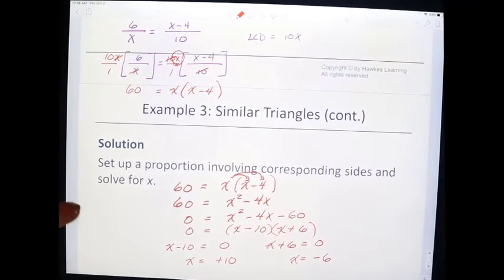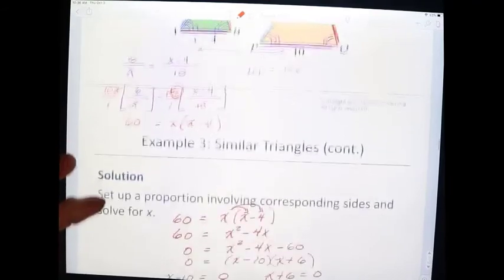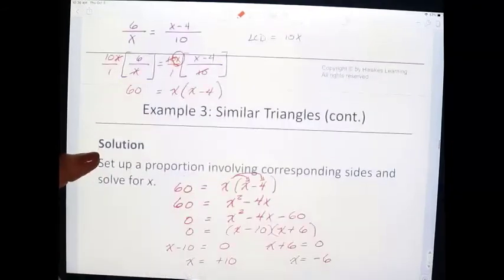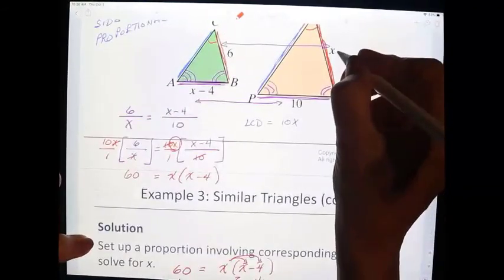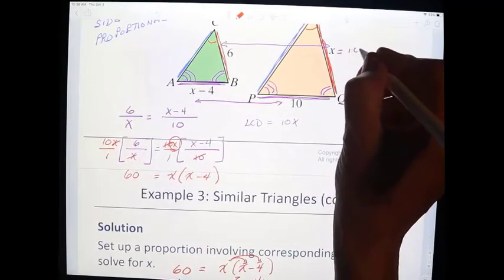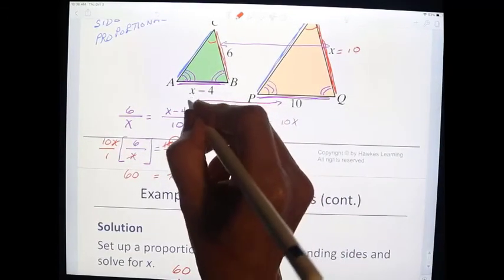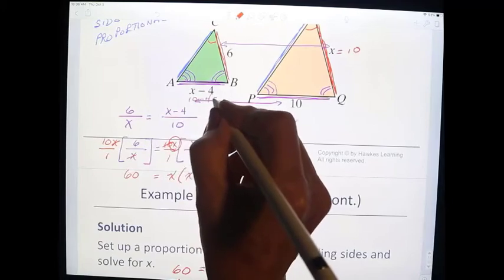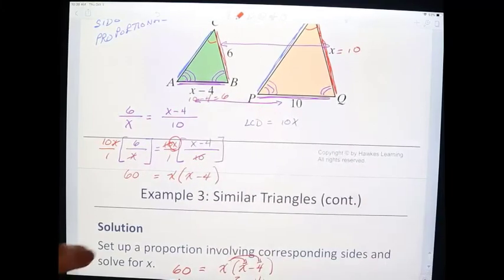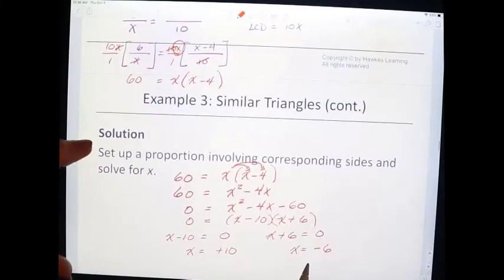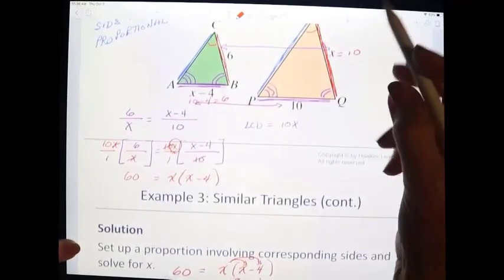Let's go back and think about what I was looking for. I was looking for the length of a side. So can the length of a side be positive 10? Yes. And that would make this side 10 subtract 4 or 6. Can the length of a side be negative 6? Nope, you can't measure the side of a triangle and get negative 6.